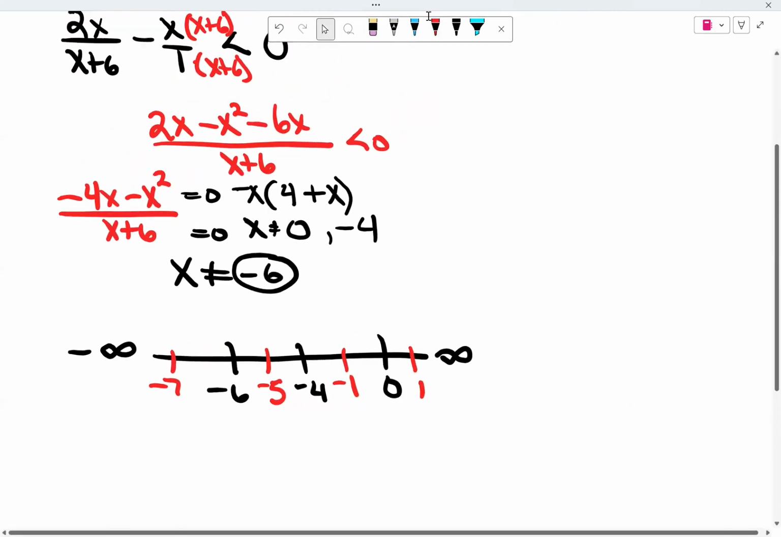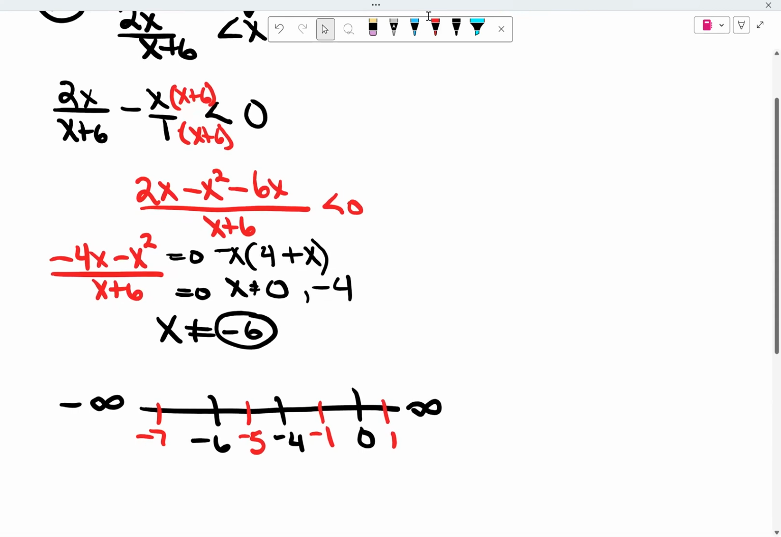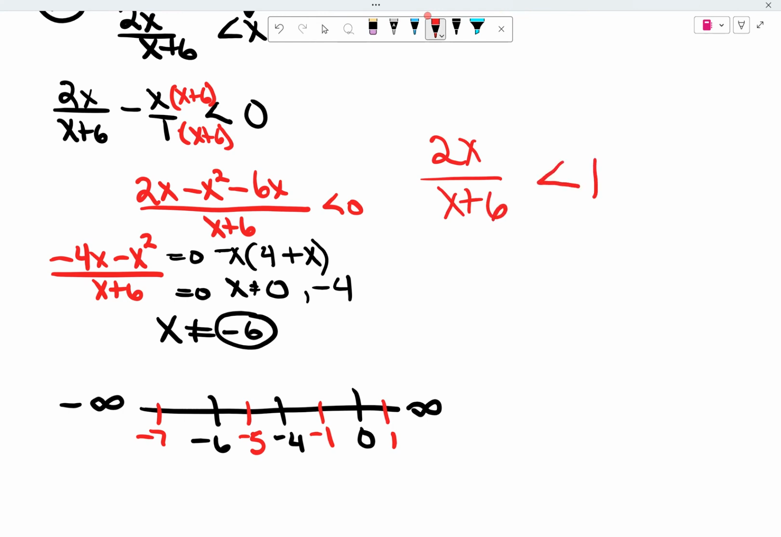And now plug them in. If I'm plugging it in, I did this a couple of ways. One of the ways that I actually did it was I took the original 2x over x plus 6 and I didn't manipulate it. I left it just like this. I'm not necessarily a fan of this, but it works.